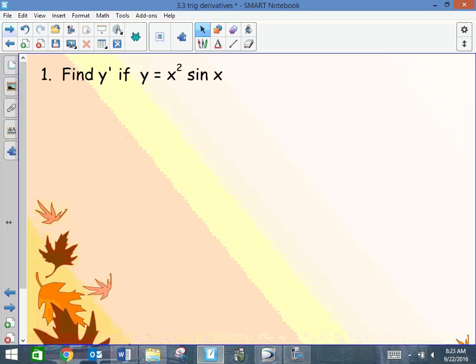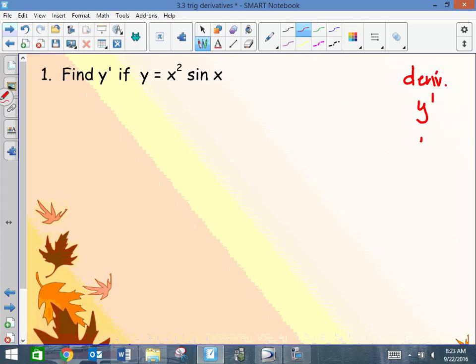Okay, now I'm trying to use all the different language that we know, so I'm not just sticking with y prime. We're going to see dy dx. What's the derivative notation? For derivative, I could call it y prime, I could call it f prime, I could call it d dx of whatever, I could call it dy dx. Okay, so you're going to see all those names.